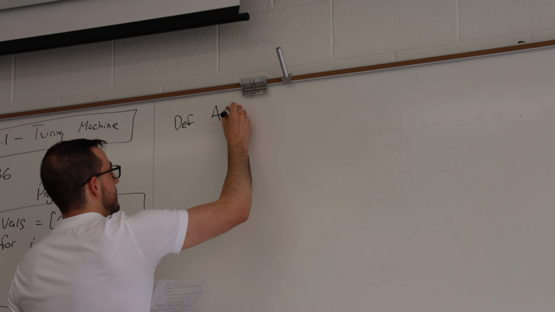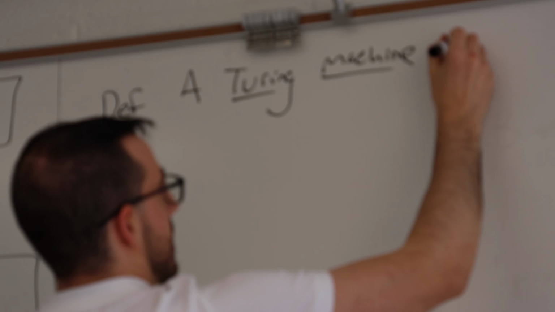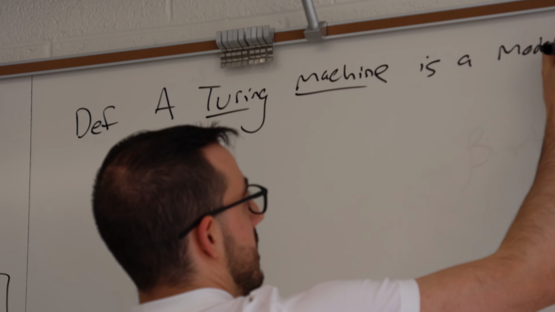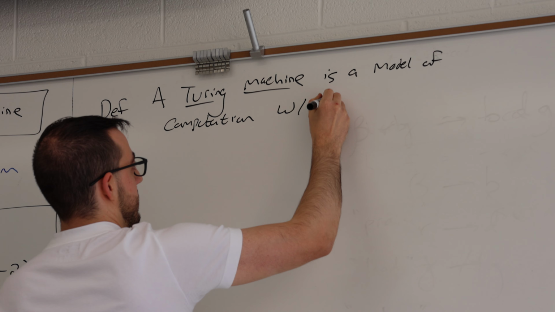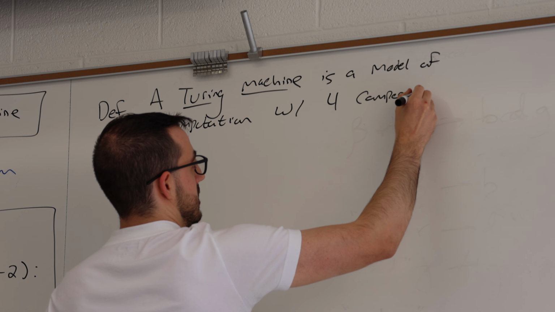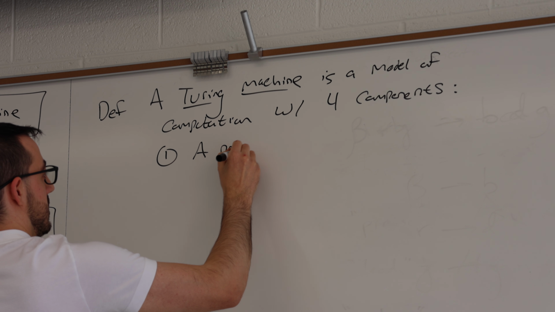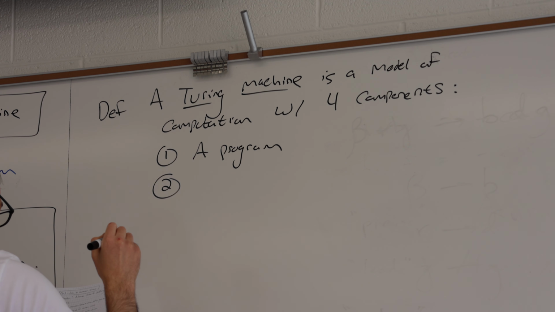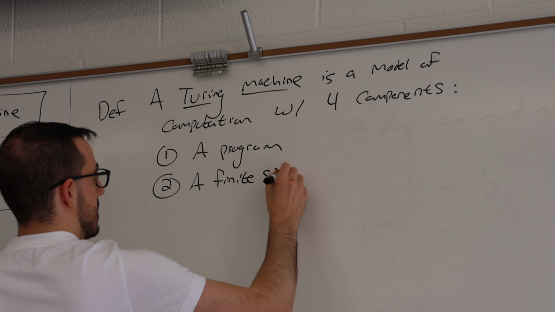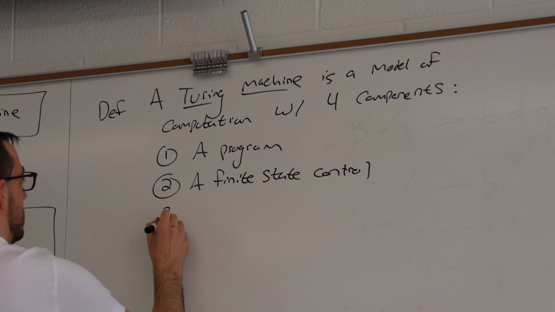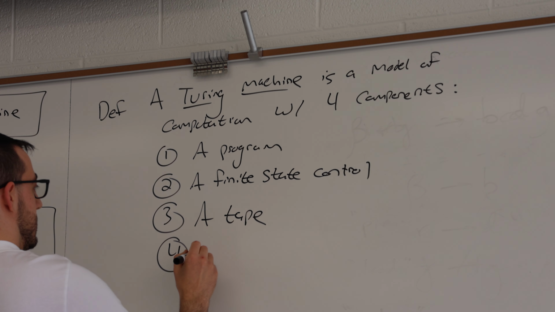So, a Turing machine is a model of computation with the following four components. The program, the finite state control, the tape, and lastly, the tape head.